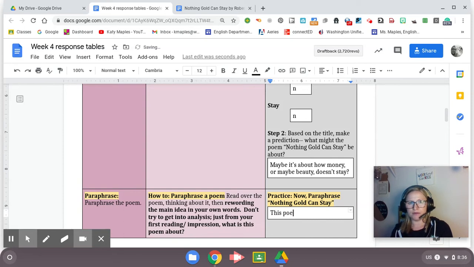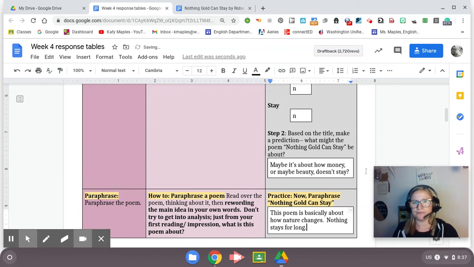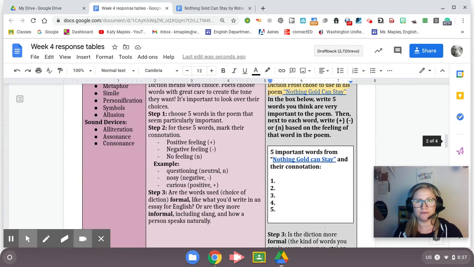this poem is basically about how nature changes. Nothing stays for long. Just my first attempt at summing up what the poem's about. Don't overthink this, just do your best that you can.